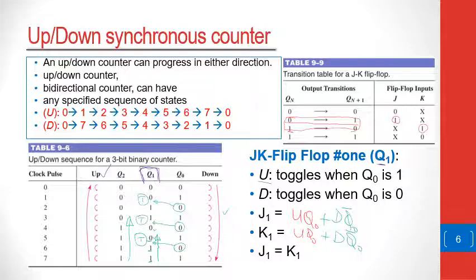So in fact, the input equations of K1 and J1 have to be the values U times Q0, or D times Q0 bar, if U is taken to be the upward signal and D is taken to be the downward signal.